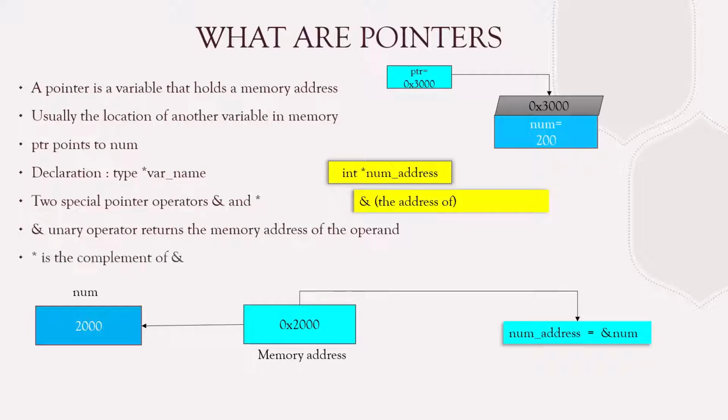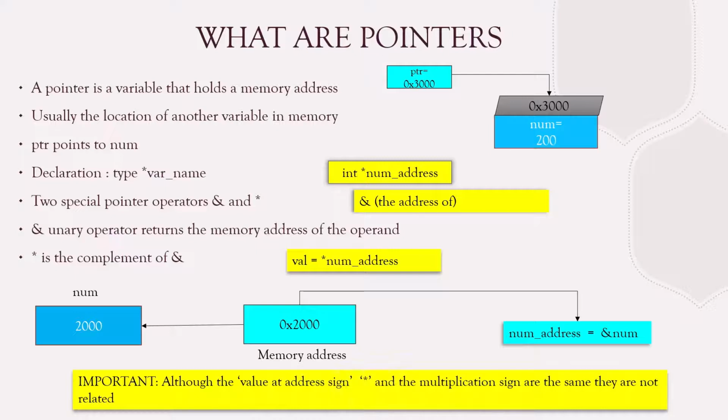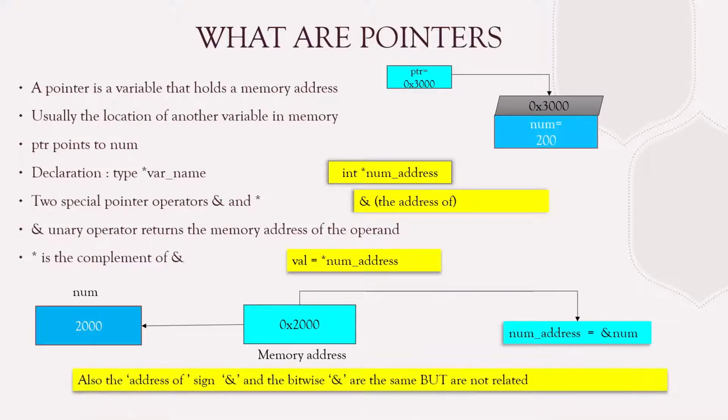Coming to the asterisk, it's a complement of the ampersand. If you have a statement like this, the variable on the left-hand side, val, would contain the value at address num address. What's important to remember is that although the value-at-address sign, which is the asterisk, is the same as the multiplication sign, they are not related. Also, the address-of sign, the ampersand, and the bitwise AND are the same, though unrelated.